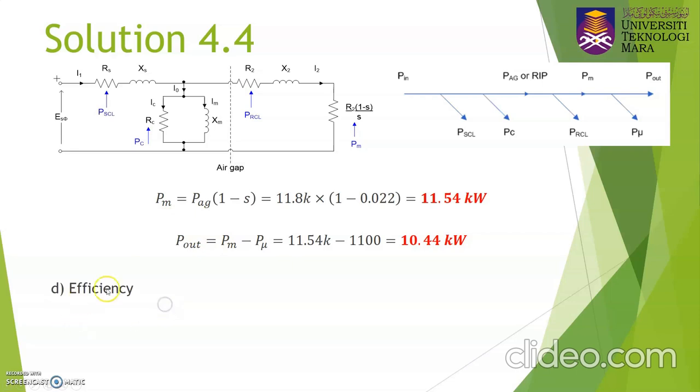So lastly, you need to calculate the efficiency. Efficiency is given by P out divided by P in. P out is 10.44 kilowatt. P in is 12.5 kilowatt. Multiply by 100, you get 83.5%. So this is the answer for the efficiency of the induction motor.